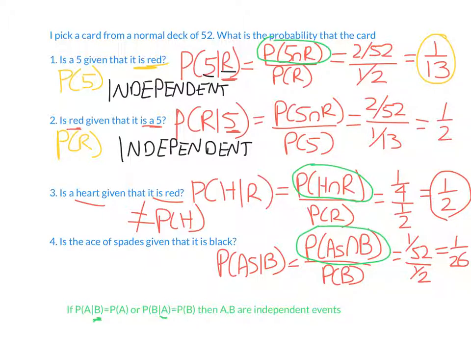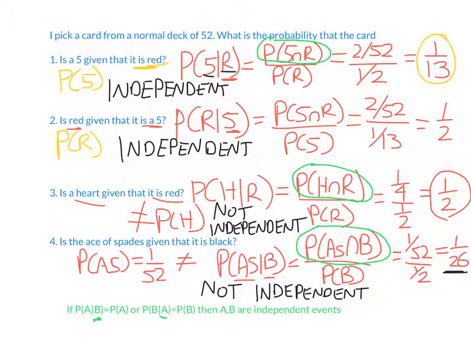Similarly, in the last question, the probability of ace of spades given that it's black was 1 over 26. But the probability of getting the ace of spades is 1 over 52. So because these probabilities aren't equal, the probability of ace of spades does not equal the probability of ace of spades given black. They are also not independent events. And they're not independent because they didn't follow this rule down here.